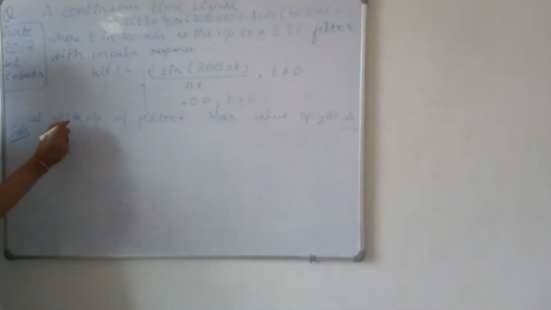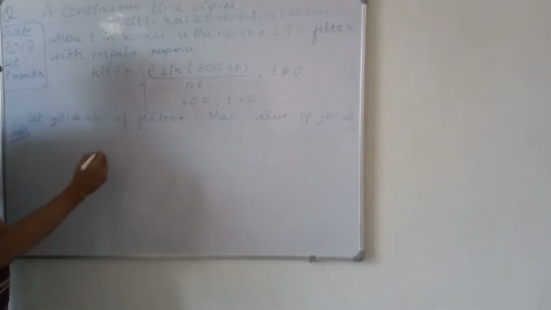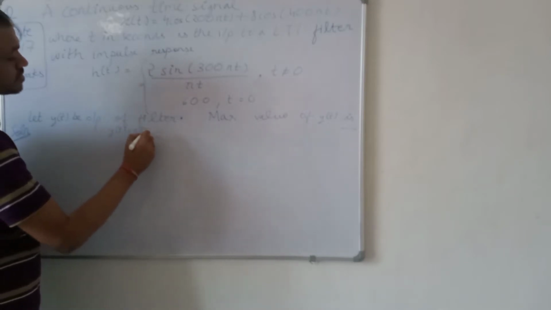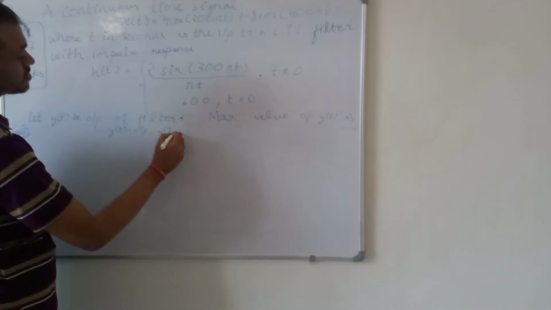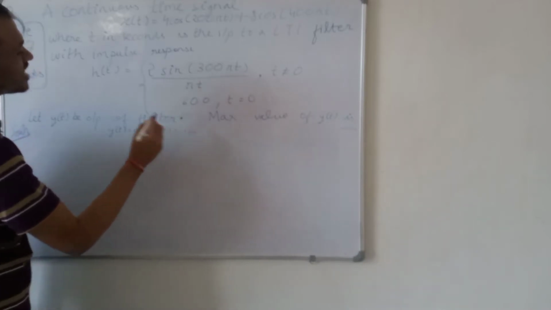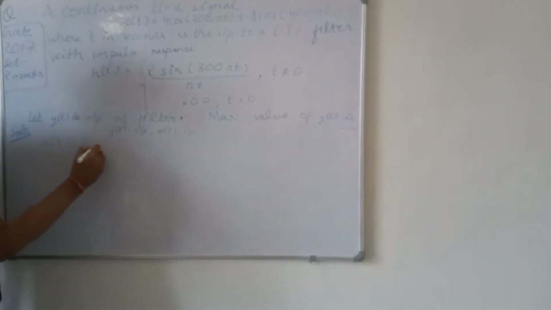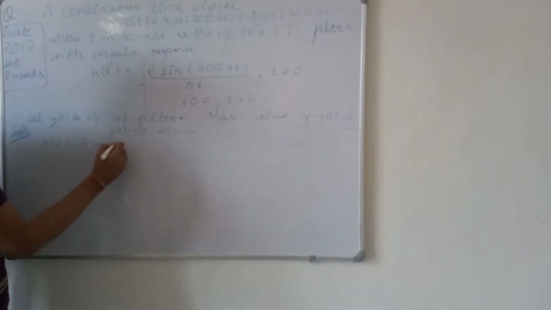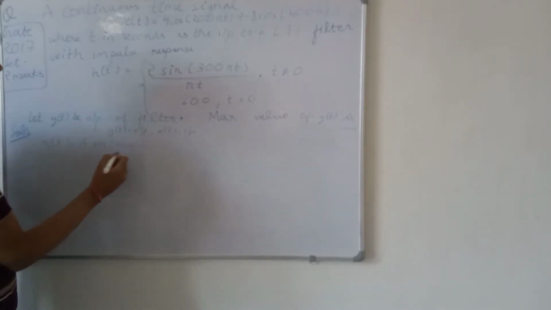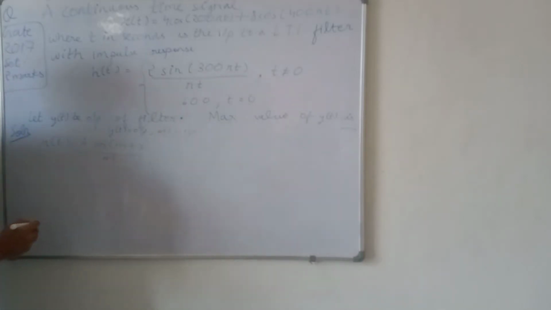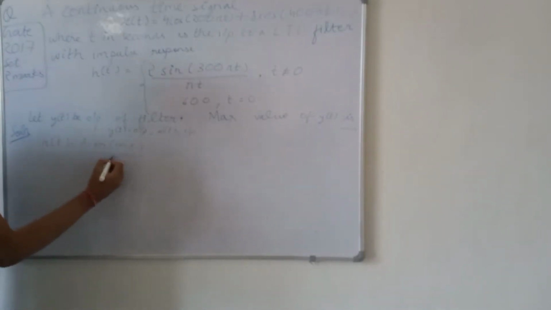And now it says let y(t) be the output of the filter. So we have to find the maximum value of y(t). So y(t) is the output, x(t) is the input, and h(t) is the impulse response. So if the impulse response is of the form a sin(ω_c t)/(πt), then this is the impulse response of a low pass filter.